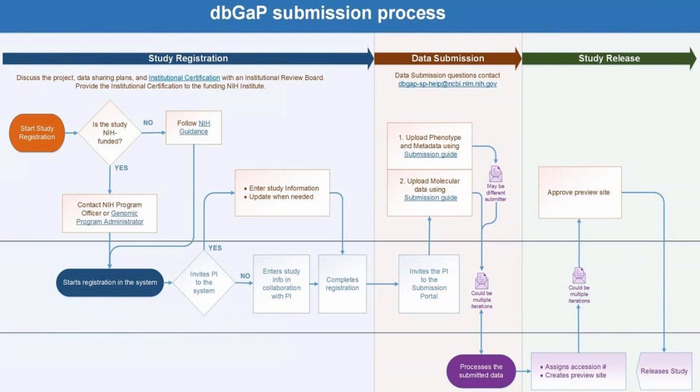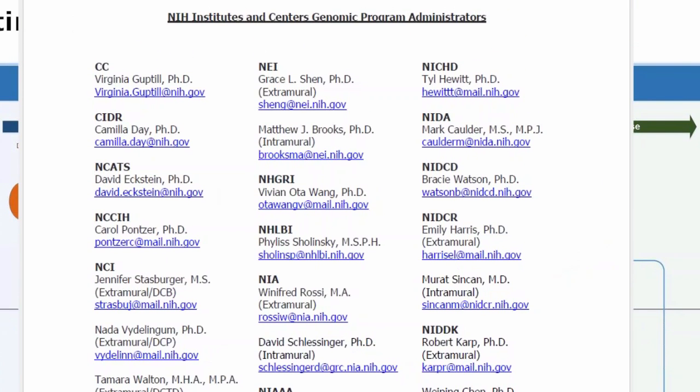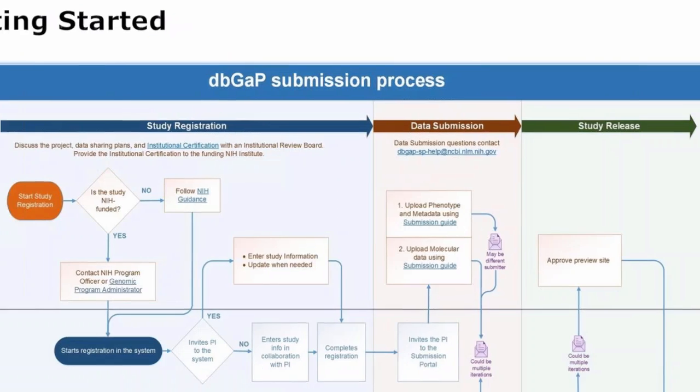Now, I did want to point out here, if you click on this link here, you get a list of the Genomics Program Administrators. This list is longer than what I'm showing here on this slide, but your IC, or the IC that's funding you, should be shown on here.